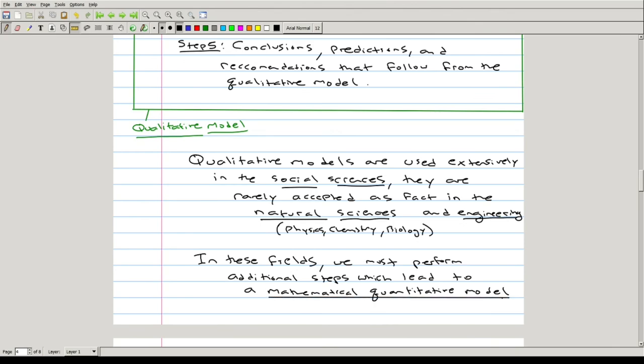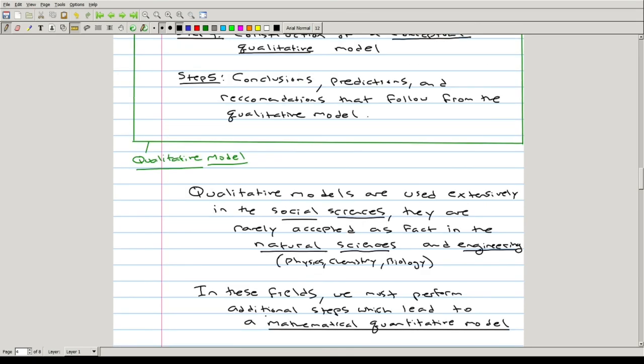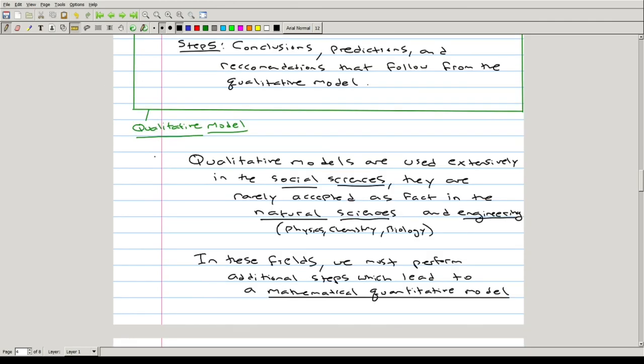And notice my use of the word quantitative here rather than qualitative. So forming a qualitative model is very often a very useful first step and very important when constructing a given theory, a given physical theory, or a given mathematical model. But we need to do more as natural scientists, engineers, and applied mathematicians to construct real-world models.